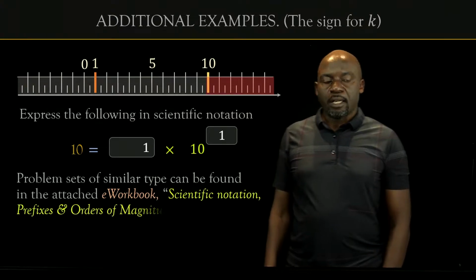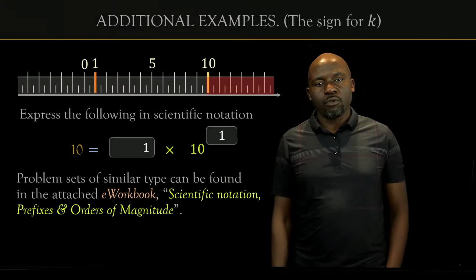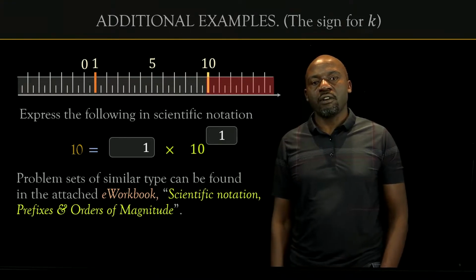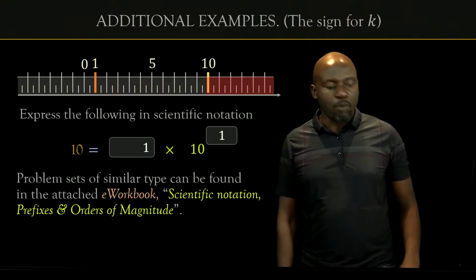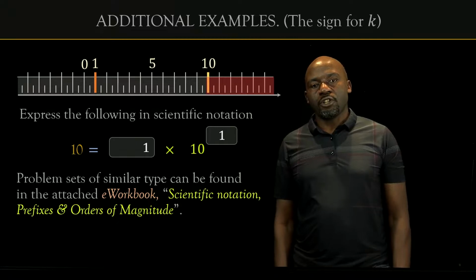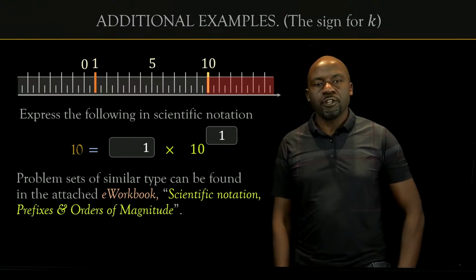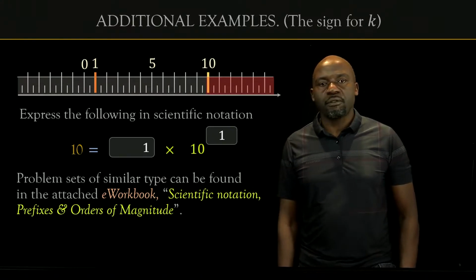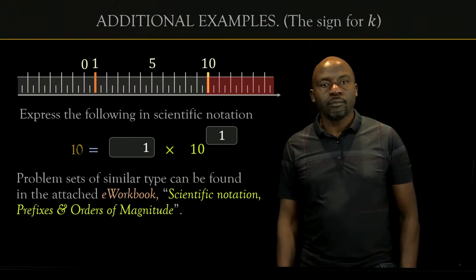Similar problem sets can be found in the eWorkbook related to this chapter, Scientific Notation, Prefixes, and Order of Magnitude. I have attached the PDF of this eWorkbook in the comment section. So if you want to try out similar questions like this, please go ahead and do so, and let's see what you end up with. Okay, there are enough questions for you to play around with. All right, let's move on.